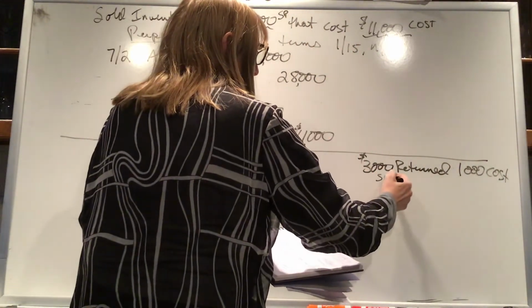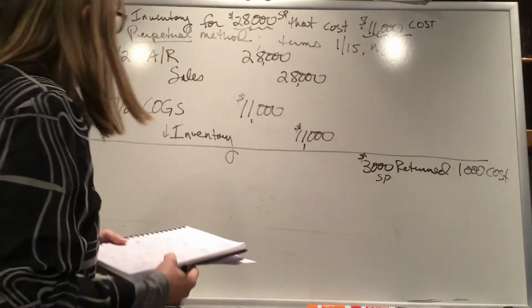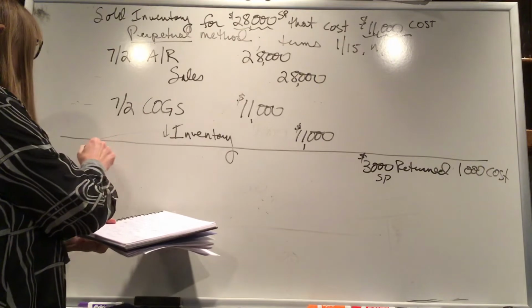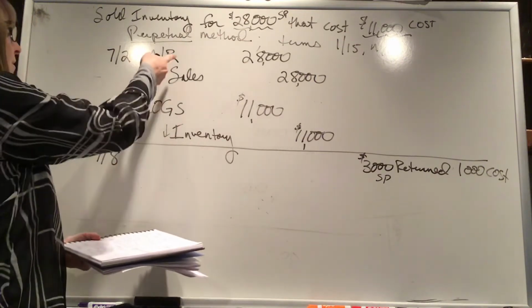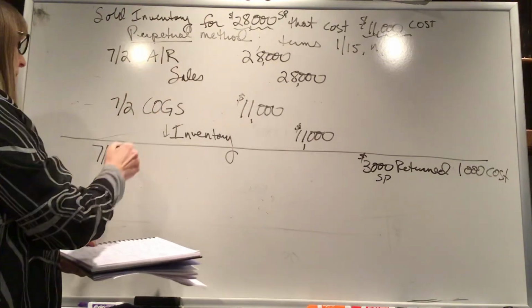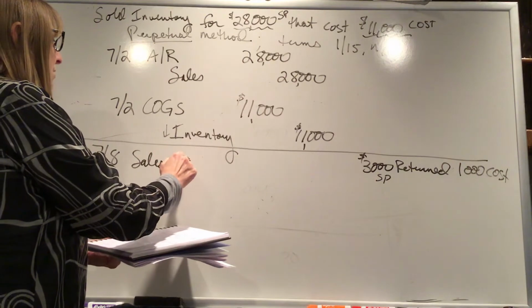This is the sales price of what the customer returned, and this is the cost. So let's say that happened on 7/8. Again, we need 2 entries of each sale and each return. So we're going to kind of undo this sale. So we're going to debit, but I said don't debit sales. We're going to debit sales, returns, and allowances.